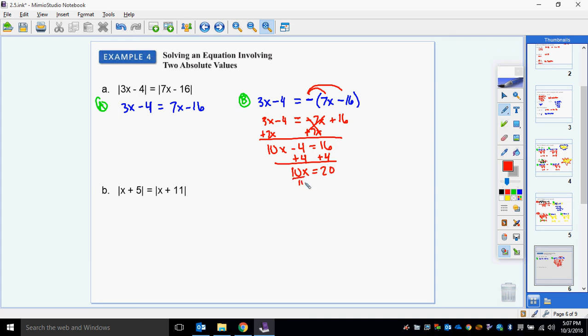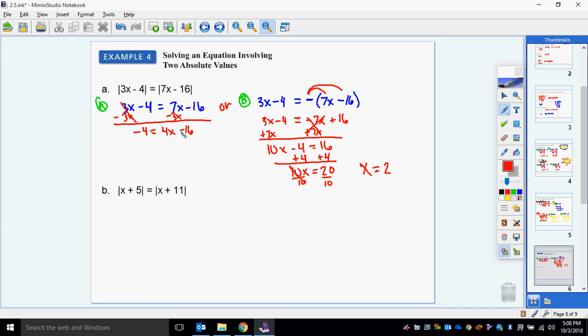And lastly, divide by 10. And I get x equals 2. However, we still have plan A. So I can subtract 7x if I want, but I'm going to subtract 3x because then my x value will stay positive. So I have negative 4 equal to 4x minus 16.